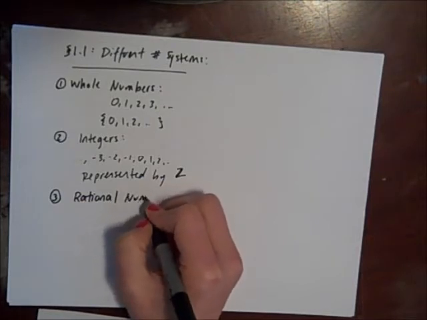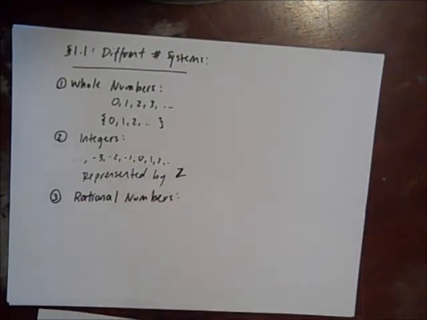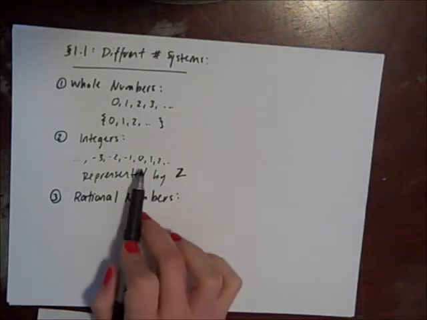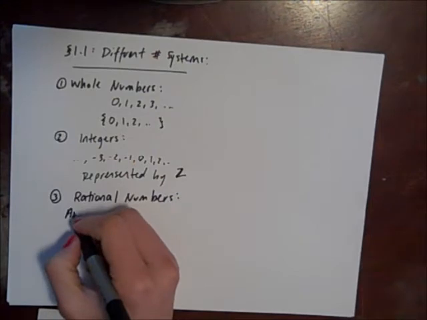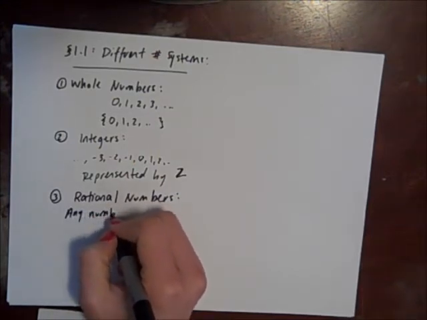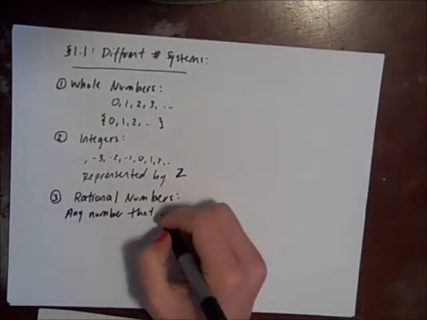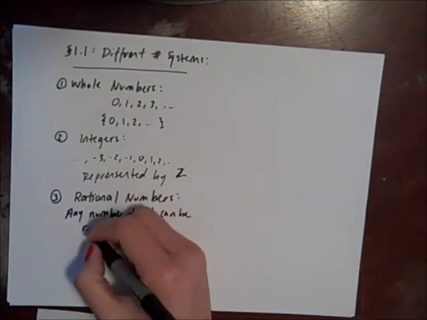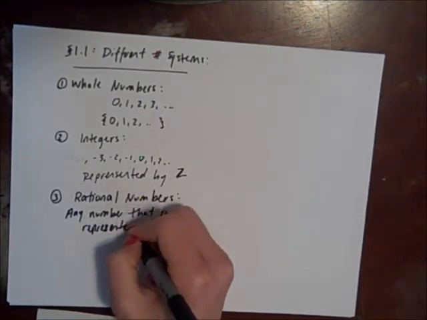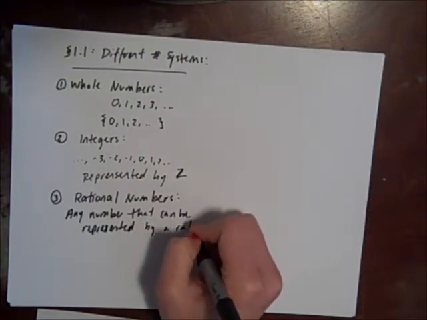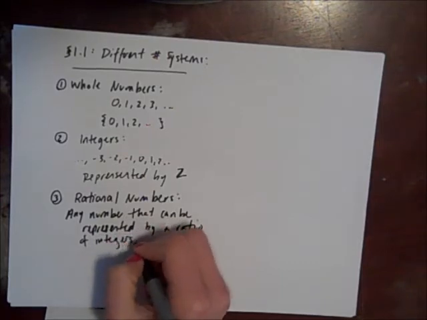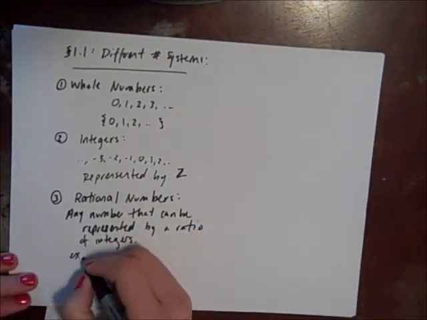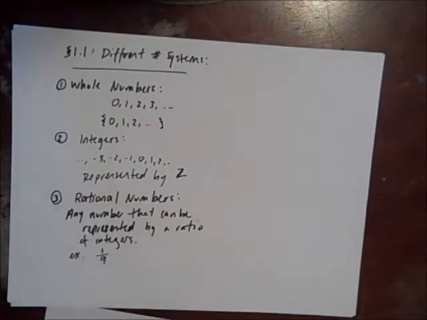Rational numbers. So rational numbers are integers, but we're going to look at the ratio of those. So rational numbers are any number that can be represented by a ratio of integers. So for example, I could look at 1/9. That's an integer over an integer, so that's a rational number.